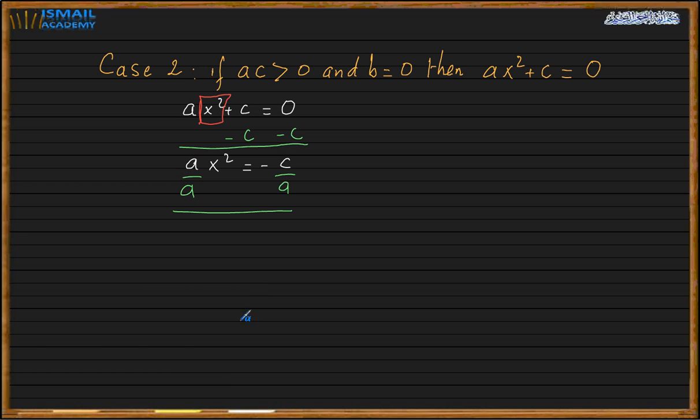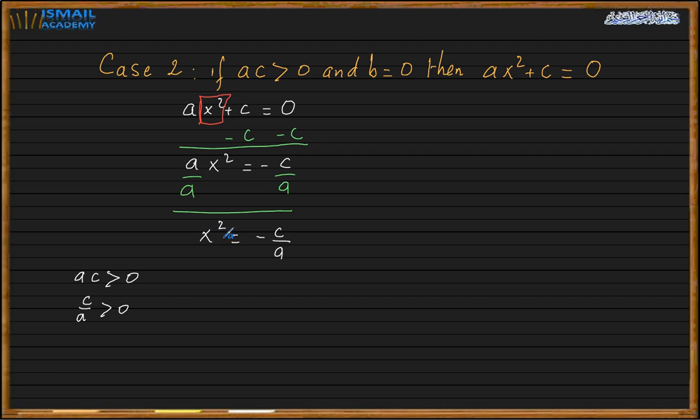So which means that I will have x squared equals minus c over a. Keep in mind that c and a have the same sign. So if they have the same sign, that means we have what? ac is greater than 0, and even c over a is greater than 0. But here what do we have? We have a minus c over a, which means the c over a is positive, with the minus the rest becomes negative.